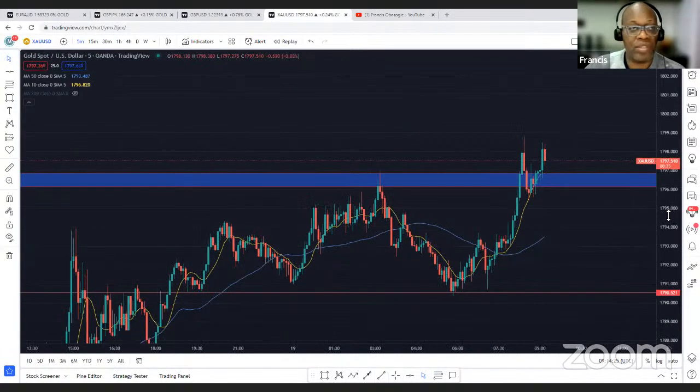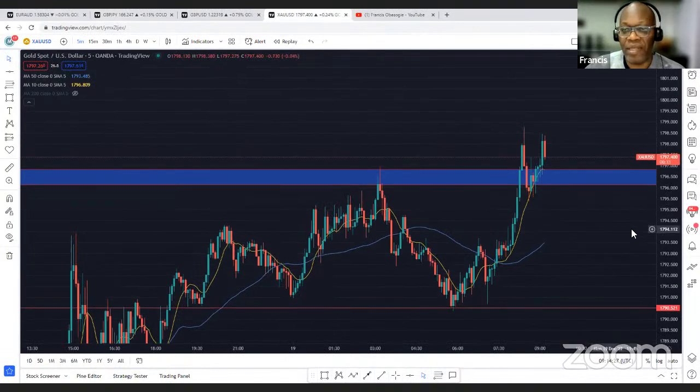So we are switching to the 5-minute time frame for a better entry, if anything, a better and quicker entry.